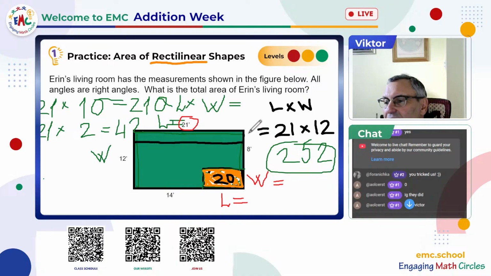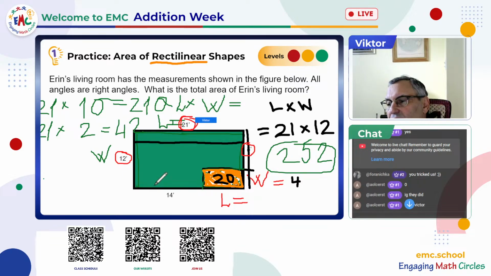And this side is 12, and the other side is 8. So what does that give us for the width? What's left to make up 12? I would say 4, probably. 8 plus 4 is 12. That's right.